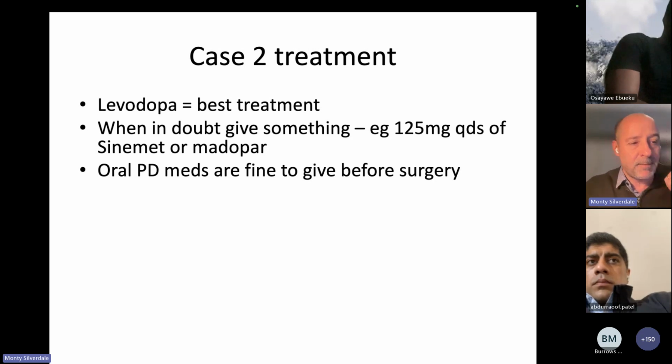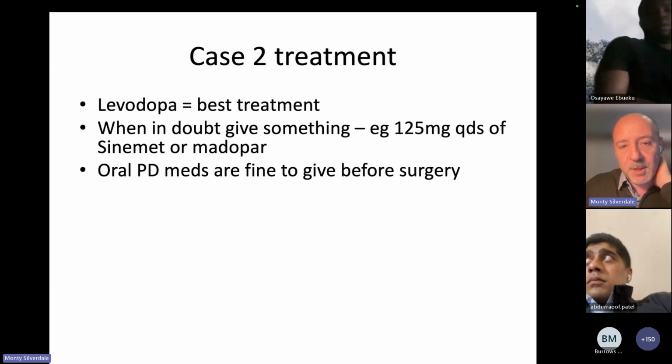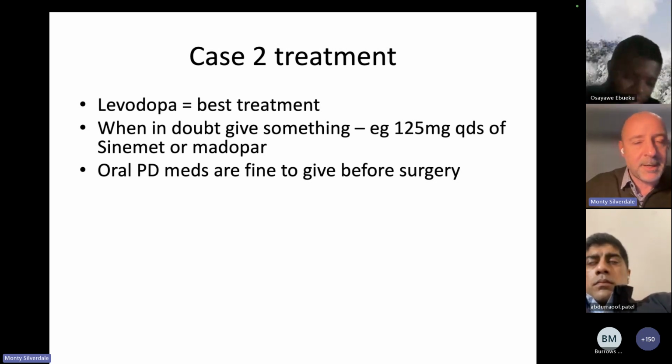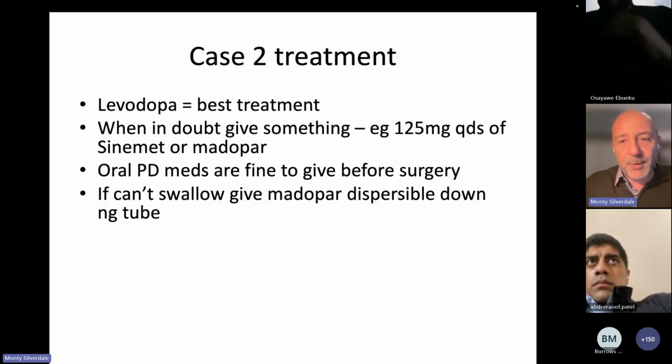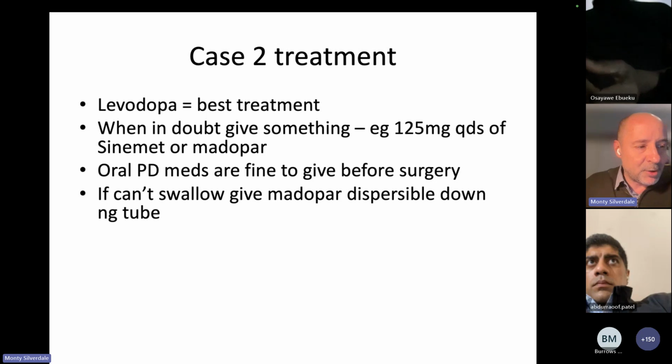We can probably just give him some co-careldopa, 125, 4 times a day. Madopar is available as Madopar dispersible, which can be dissolved in water or anything. So that might be easier to give than the tablets. If you can't swallow, yes, I agree. Ideally, give Madopar down an NG tube. If it's possible to get an NG tube down, you can put Madopar dispersible down it.